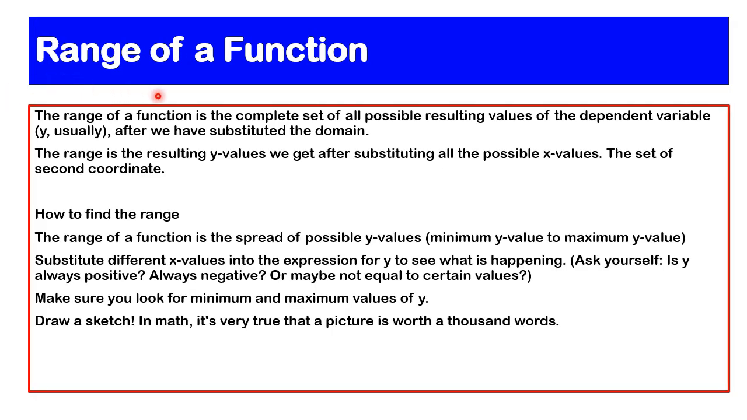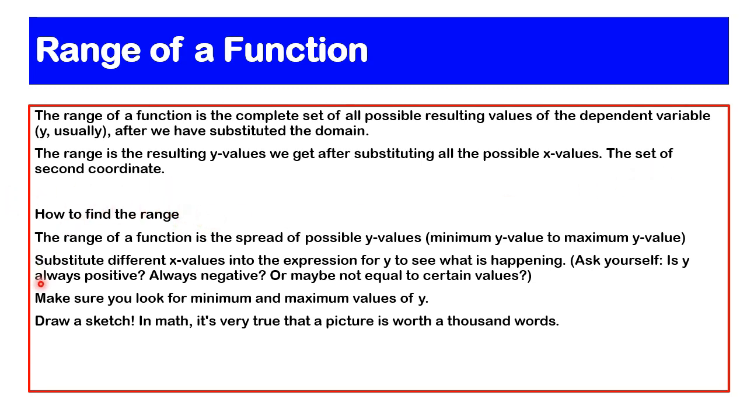Range of a function. The range of a function is the complete set of all possible resulting values of the dependent variable y, usually after we have substituted the domain. The range is the resulting y values we get after substituting all the possible x values. The third definition: the set of second coordinates.